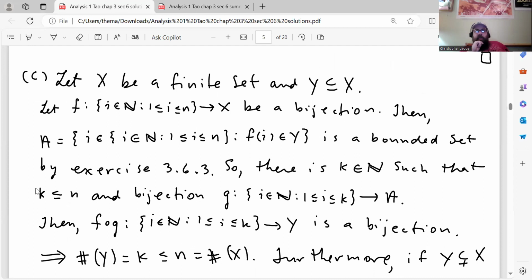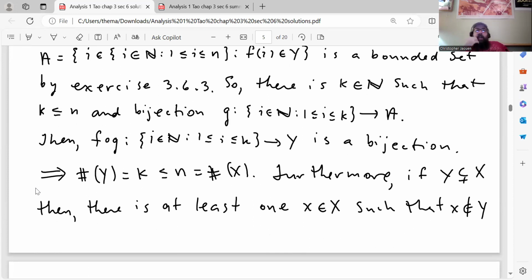Let F be a bijection from 1 to N to X. Then here I'm defining the set A to be the set of all natural numbers I in the set from 1 to N, such that F of I is an element of Y. This is a bounded set by exercise 3.6.3. So there's a K in N such that K is less than or equal to N, and a bijection G from the set of natural numbers between 1 to K to A.